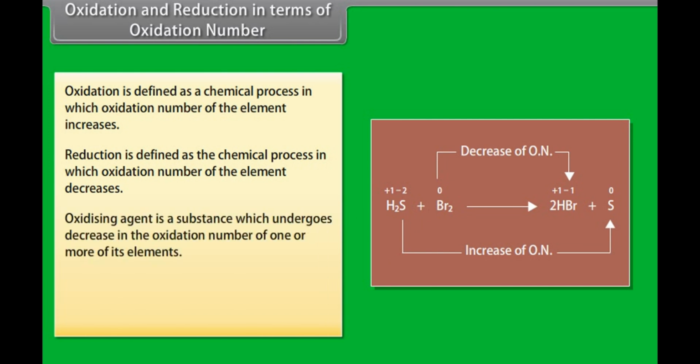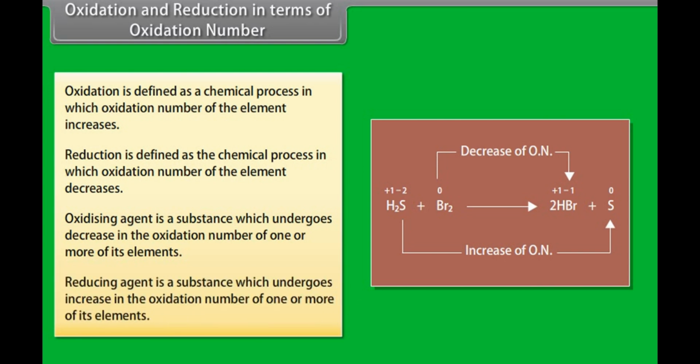An oxidizing agent is a substance which undergoes decrease in the oxidation number of one or more of its elements. A reducing agent is a substance which undergoes increase in the oxidation number of one or more of its elements. In this example, H2S is a reducing agent while Br2 is an oxidizing agent.